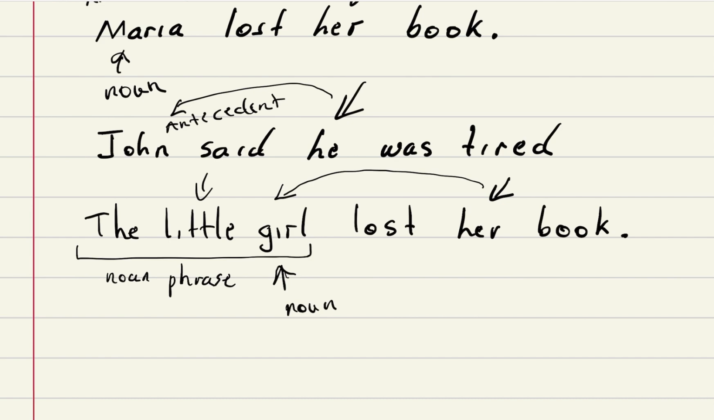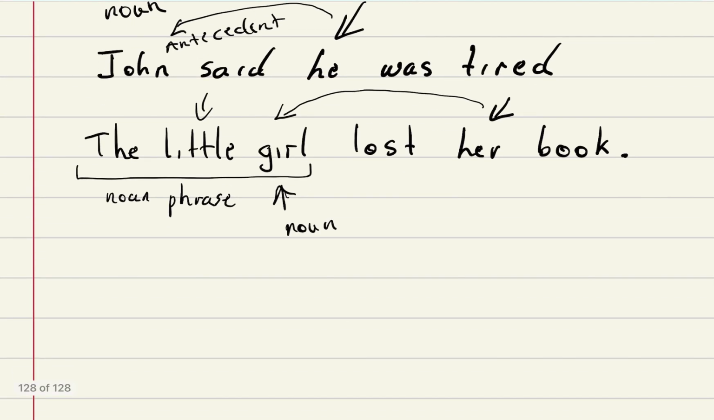So if you ask yourself, who is "her" referring to? Find the noun first, and then whatever is describing that noun is considered the noun phrase. I'll be creating another video about exactly what noun phrases are, so don't worry about that. It's going to be an upcoming video. But again, this is just a way to find the antecedent. So this whole thing is the antecedent.